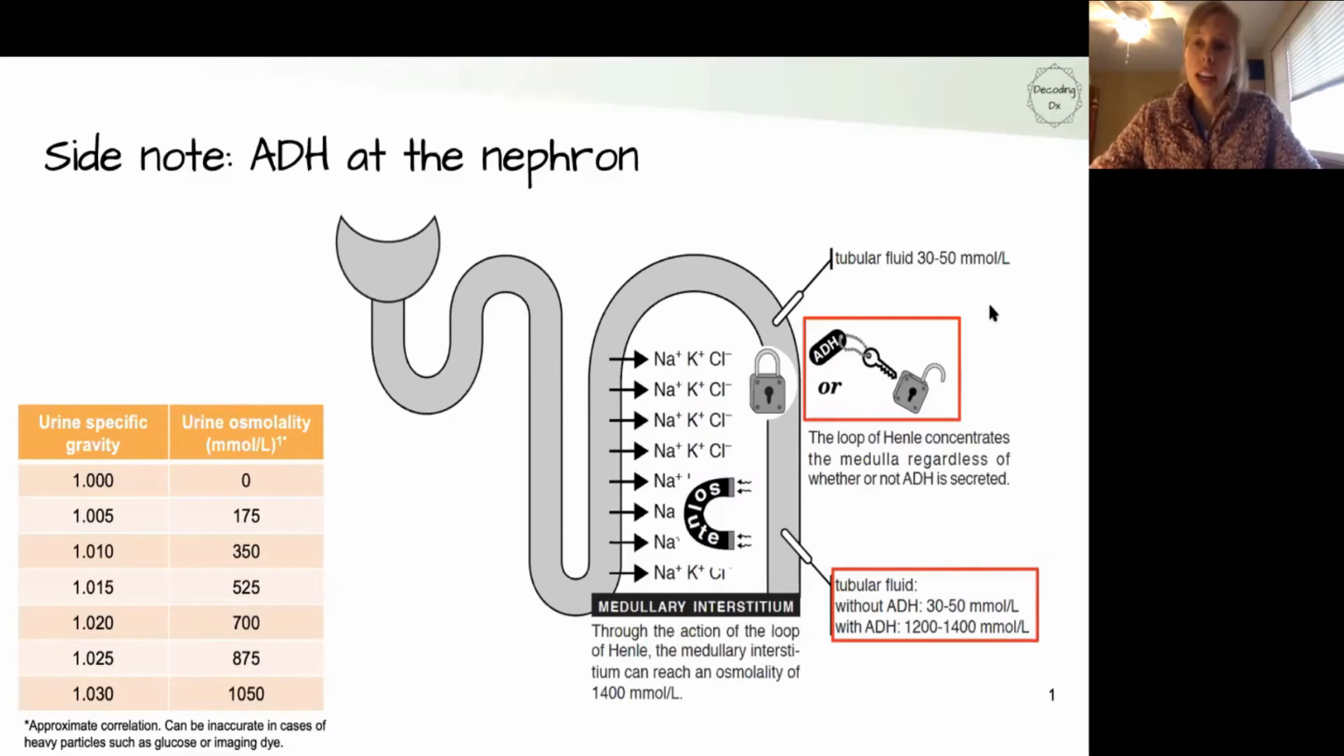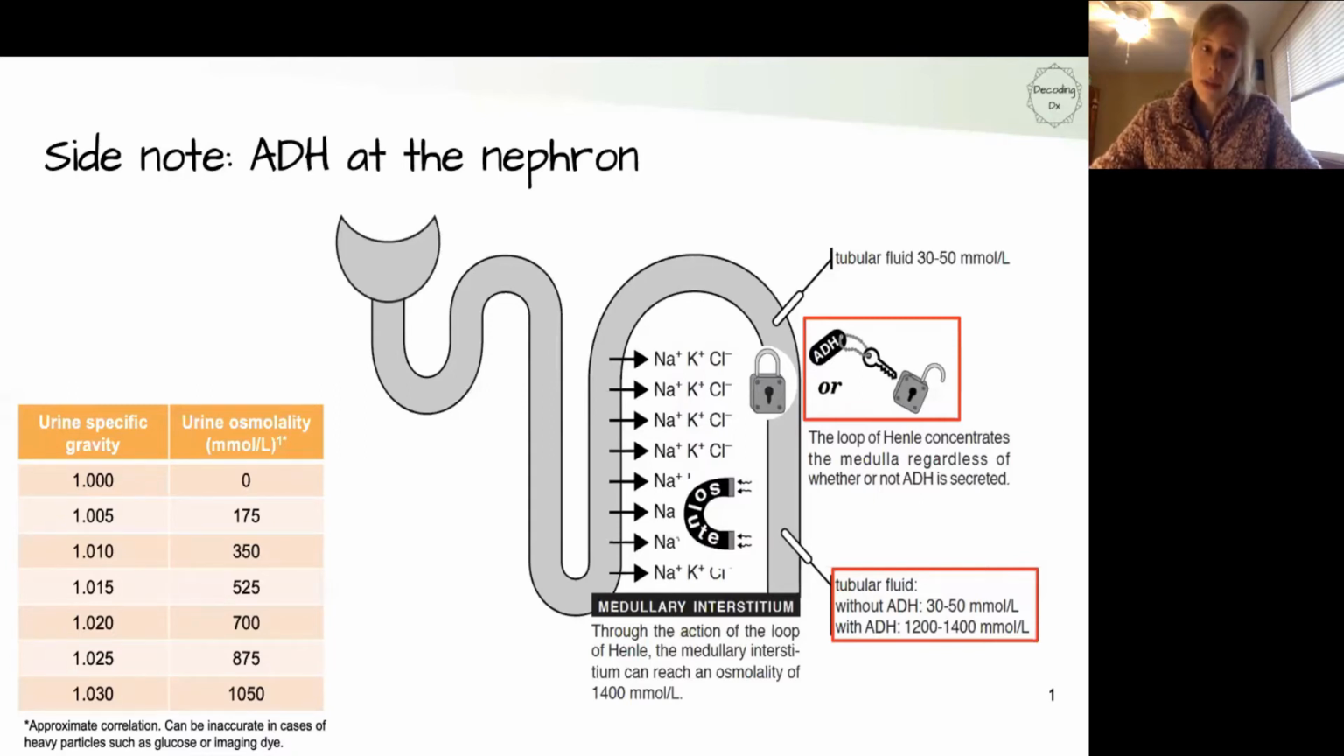When it unlocks that, it inserts aquaporins and allows the water to flow out from the filtrate into the interstitium, into that high concentration gradient. And the amount of ADH can fine tune how much of that water is able to go in. So with absolutely no active ADH, the urine will be approximately 30 to 50 millimoles per liter in osmolality. But with maximal ADH, it can get up to 1,200 to 1,400 millimoles per liter. So extremely concentrated, all the way down to extremely dilute.